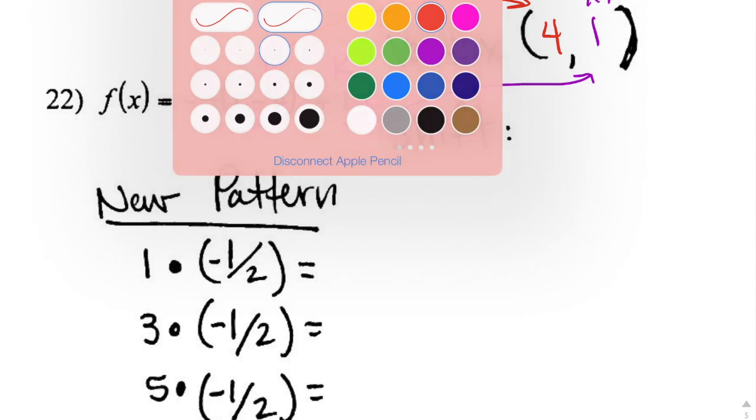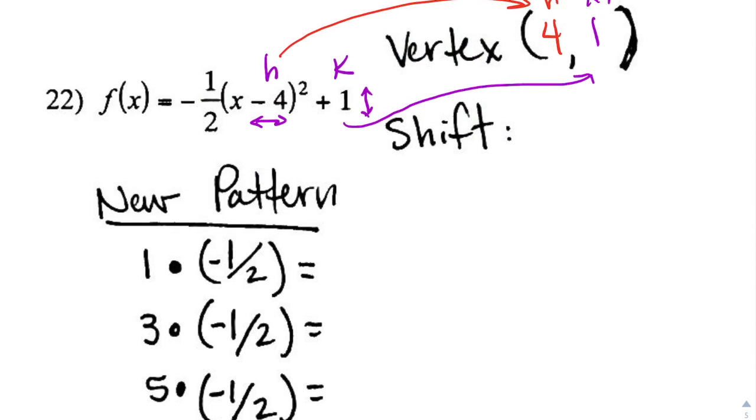And my H value moves things left and right. In this case, it's positive while it's in the vertex, and so it's going to move it to the right. So my shift is right 4 and up 1.